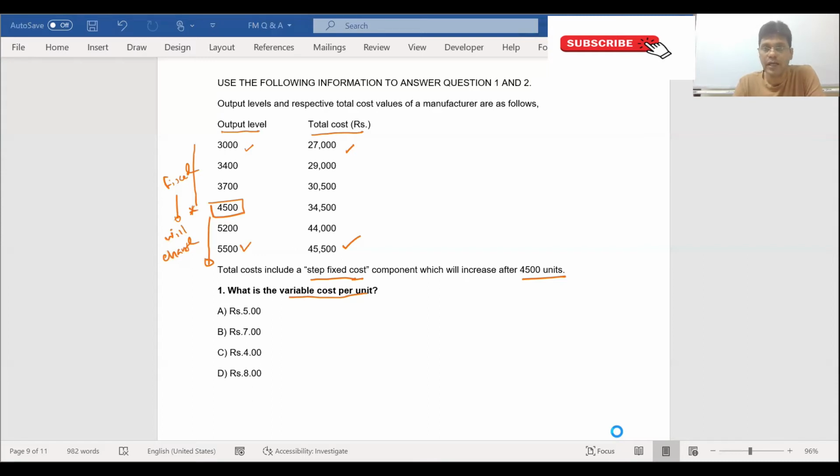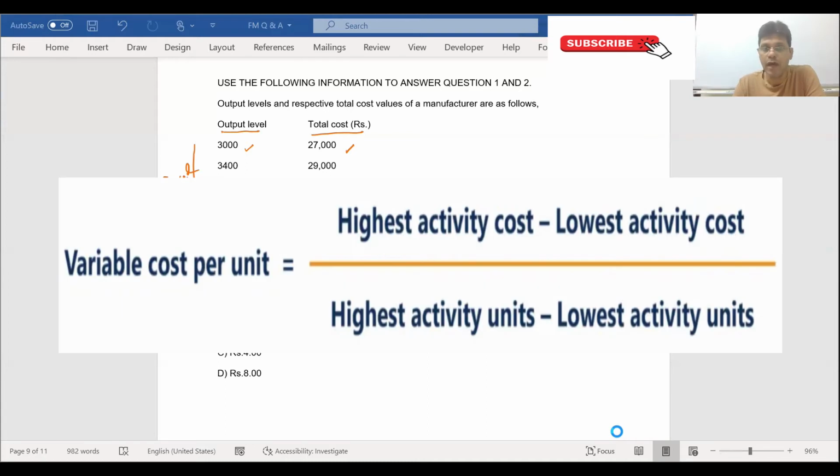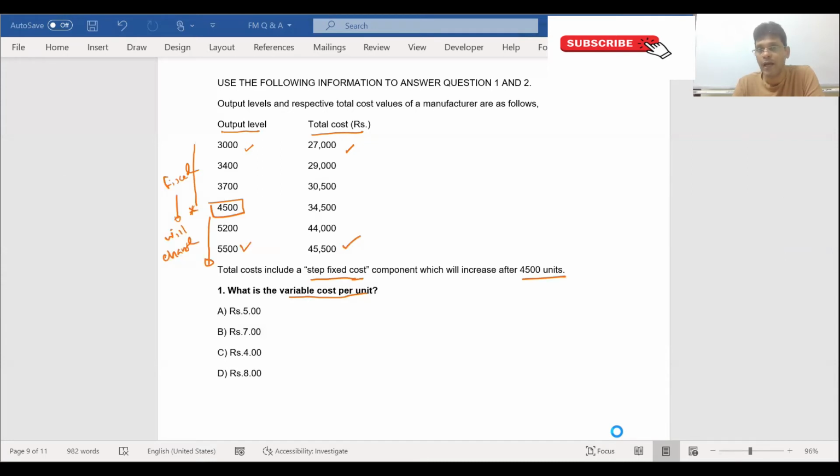Basically, the high-low method means we have to take the difference between the total cost at the higher output level and the total cost at the lower output level to identify the variable cost per unit. So you take the difference and divide by the output difference. Then once we have identified the variable cost per unit, we substitute it at one of these output levels to identify the fixed cost.